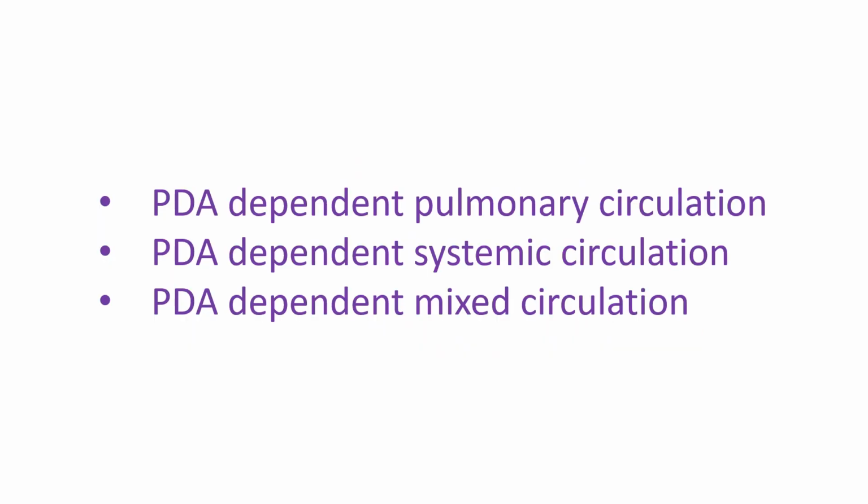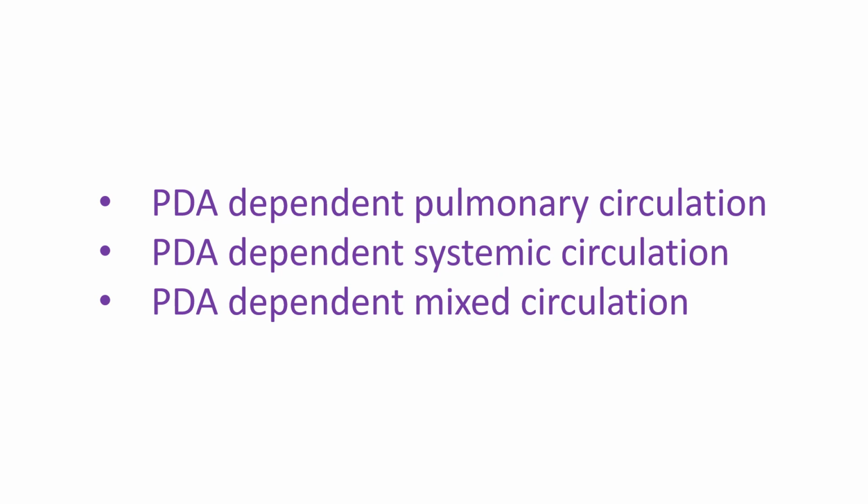Second group of conditions with severe restriction of systemic blood flow include severe aortic stenosis, coarctation of aorta, interrupted aortic arch, and hypoplastic left heart syndrome. Postnatal constriction of PDA can cause systemic hypoperfusion, shock, metabolic acidosis, and death.